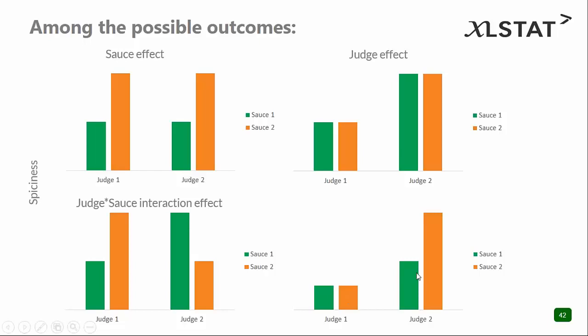Here we see that we have a strong judge effect. The average for judge 1 is low, whereas the average for judge 2 is high. Also, the pattern of sauce effect is very different according to the judge. So we can also say that we have a judge-sauce interaction effect, which is strong. Now, can we have a sauce effect in this case? Well, if we take the average of greens and the average of oranges, we could have some more or less strong sauce effect. I didn't write it down here, but we could have added it.